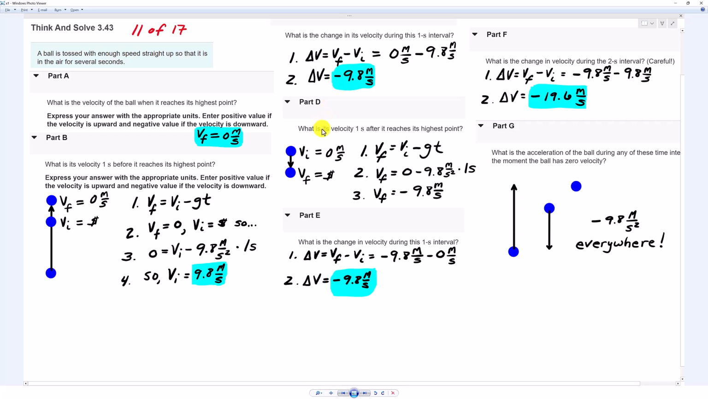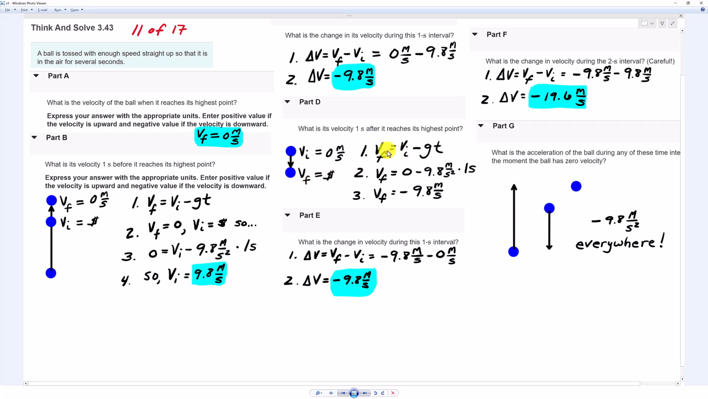Part D, what is its velocity 1 second after it reaches its highest point? So here, right here, the ball is at its highest point. Now we say its initial velocity is 0 meters per second. So notice that flip. It's not final velocity, it's initial velocity that equals 0 meters per second. And 1 second later, it has fallen downward. The final velocity is what we're looking for.